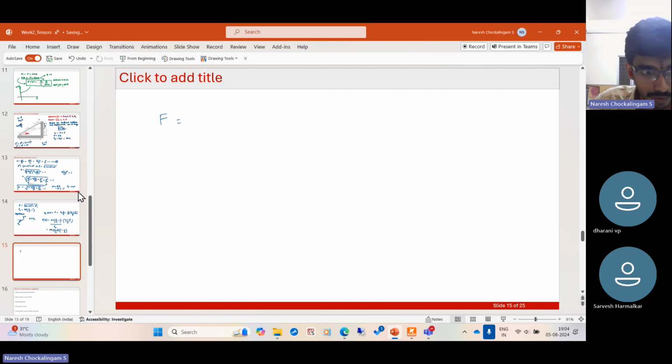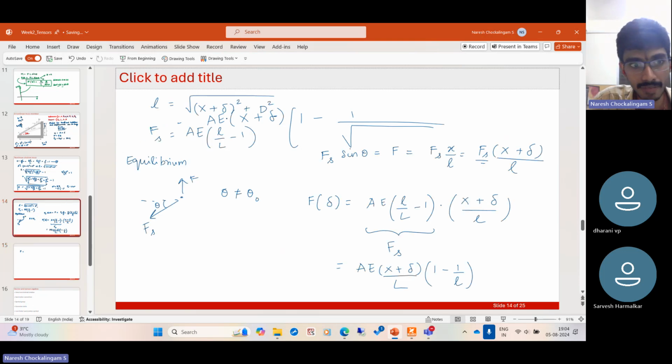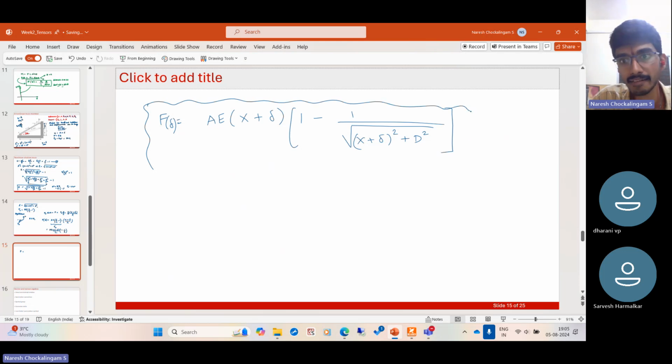So the final expression is the force equal to AE times (X plus delta) into 1 minus 1 by the square root of (X plus delta) the whole square plus D square. Okay, so we have solved the problem. We got F as a function of delta, so corresponding to any delta, we can see what force should be applied.